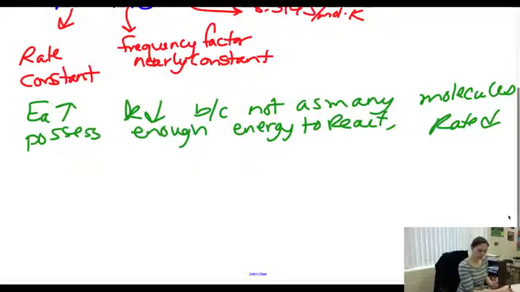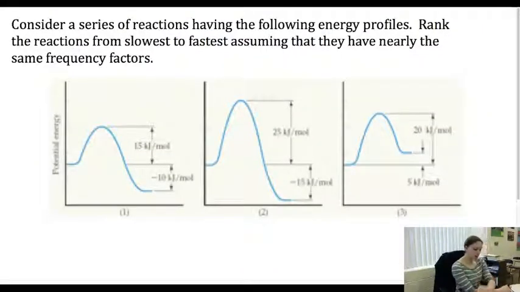Which makes sense. Okay, now we're going to consider a series of reactions here in this next problem. Okay, and it says they have the following energy profiles, which just means how the energy changes as the reaction goes forward. So it says rank their reactions from slowest to fastest, assuming that they have nearly the same frequency factors, meaning kind of how often they collide. All right, so I want to know how fast they go, slowest to fastest.